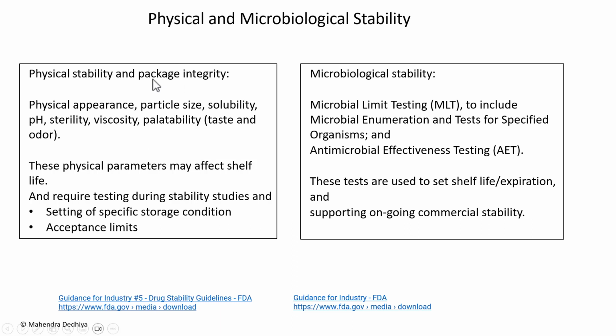Physical stability and package integrity include physical appearance, particle size, solubility, and pH. These parameters can affect shelf life. Microbiological stability is conducted to establish microbial limit testing. These are included in quality control specifications.